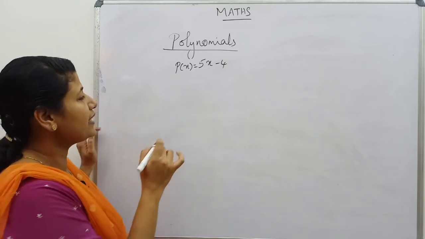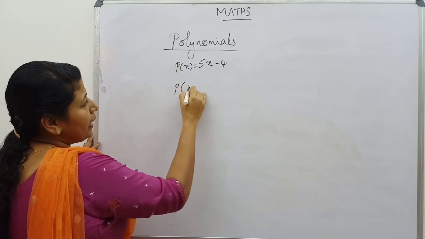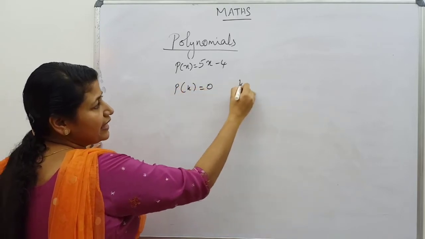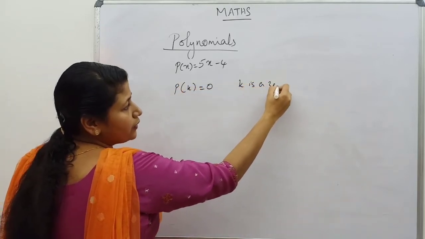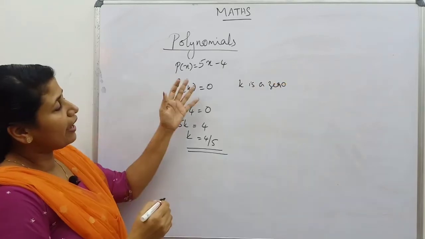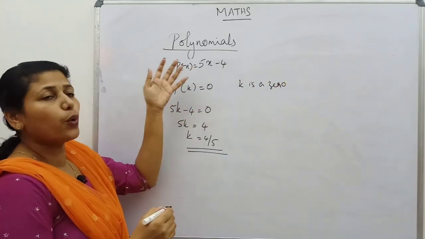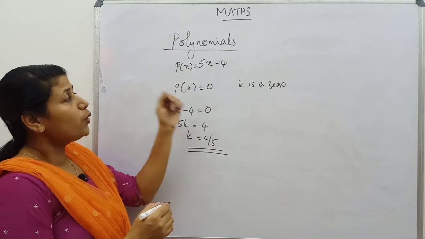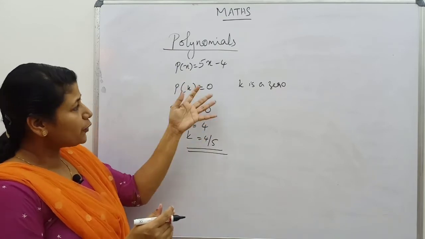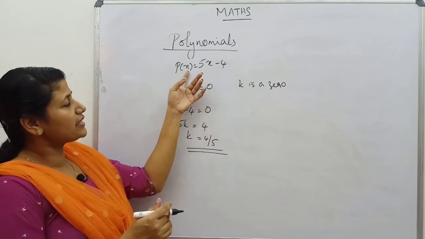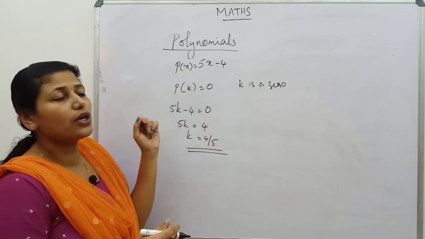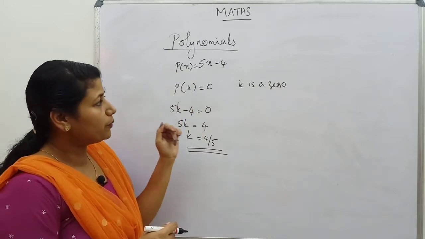So here also we can write like this. P of k must be equal to 0. Then we can say that k is a 0 of this polynomial. Whenever you are given a polynomial and you want to find the 0 of this polynomial, we assume that whenever we substitute k for x, we get the 0 of that polynomial as k.